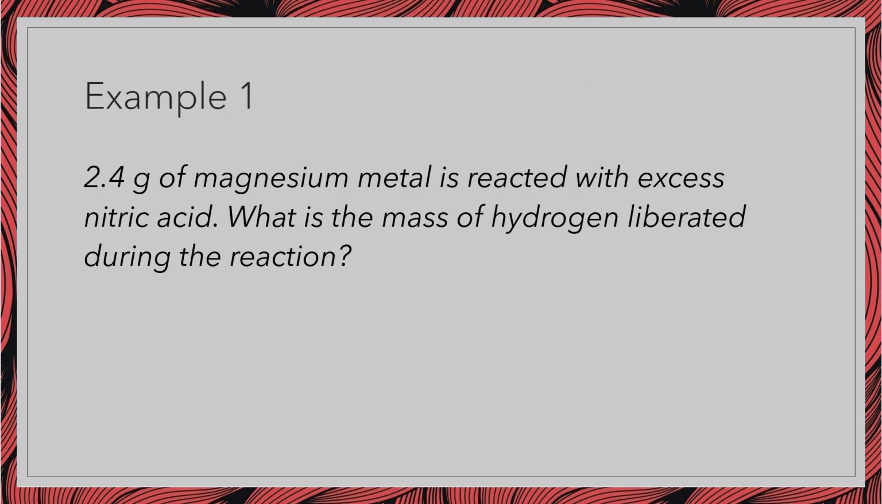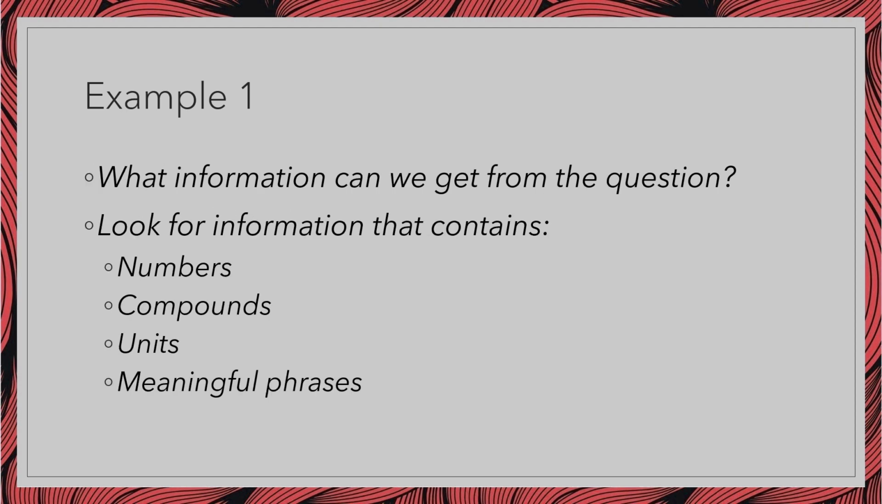So these are the types of calculations that we have to do. 2.4 grams of magnesium metal is reacted with excess nitric acid. What is the mass of hydrogen liberated during the reaction? Okay, so we first go through and we find out what we're given.